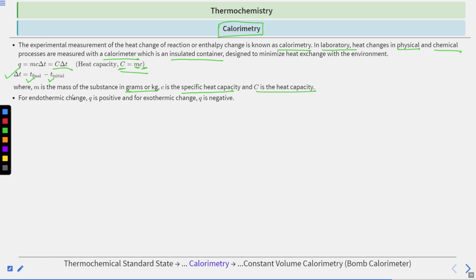So for an endothermic change, if a reaction is going endothermic, Q is positive, we know that. And for an exothermic change, Q is negative. So heat will be positive for endothermic change and negative for exothermic change. You remember what is endothermic and exothermic, right? Exothermic means transfer of heat to the surroundings and endothermic means transfer of heat from the surroundings.